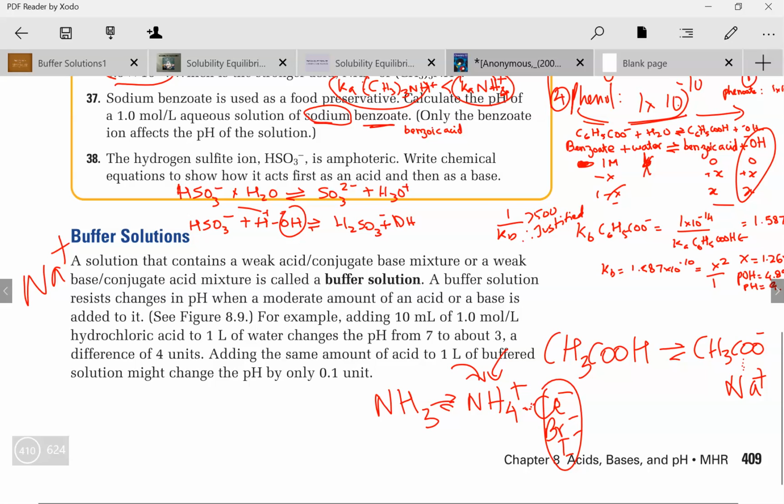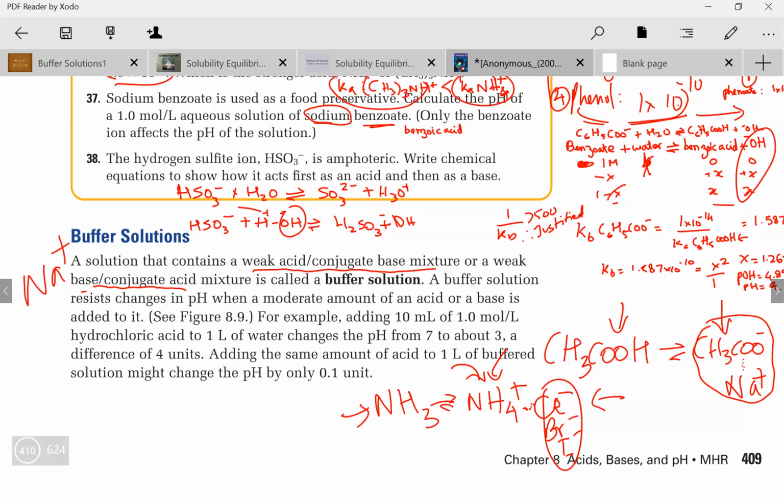So a buffer is a solution that contains a weak acid and conjugate base mixture, or a weak base and conjugate acid mixture. This is a weak acid and this is its conjugate base, which is sometimes called a conjugate basic salt, because this is a salt which is basic, like we went over last time. In the same way, we have a weak base plus an acidic salt, or conjugate acid mixture. That's called the buffer solution.